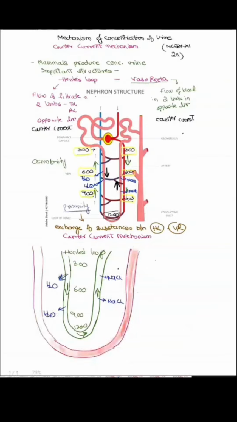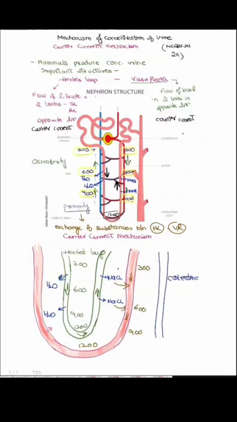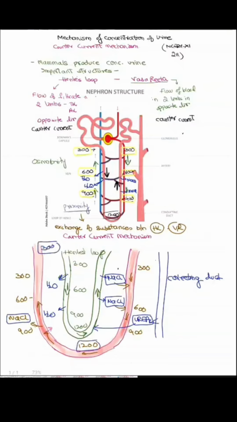As the blood flows in the vasa recta in opposite direction, the descending part of vasa recta collects the NaCl from the medullary interstitium and the concentration increases. Also, a small amount of urea is added to the inner medulla by the collecting duct. The ascending part of the vasa recta also releases a small amount of NaCl, which maintains a higher osmolarity in the inner medulla of 1200.